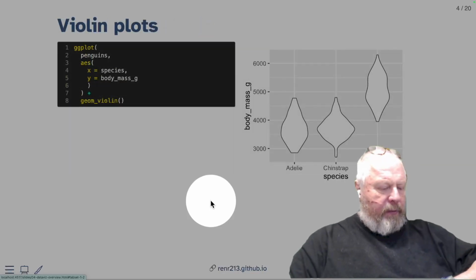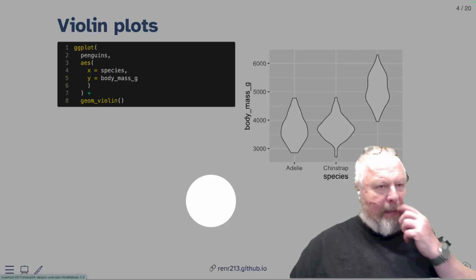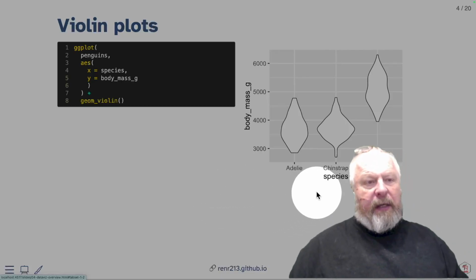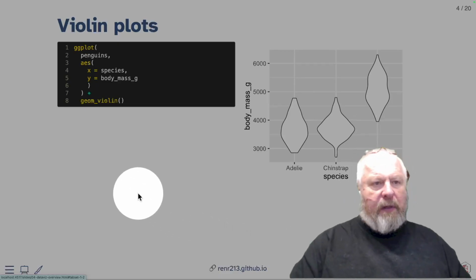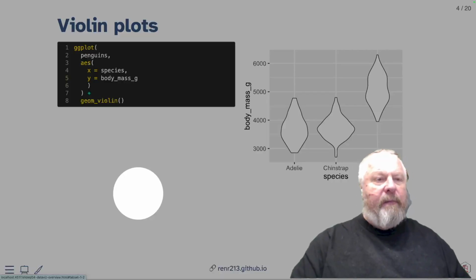Violin plots are another way of doing this. They're a little bit like mirrored density plots. In some instances, they can be a better way of representing distributions.